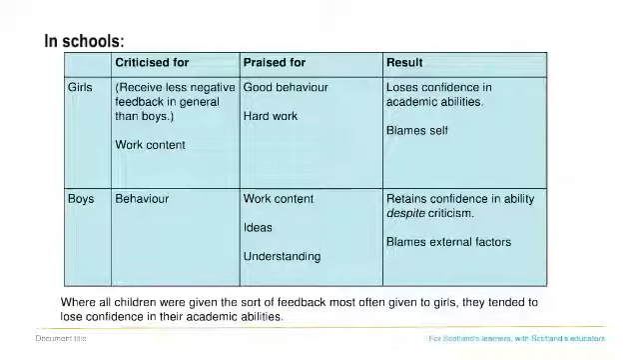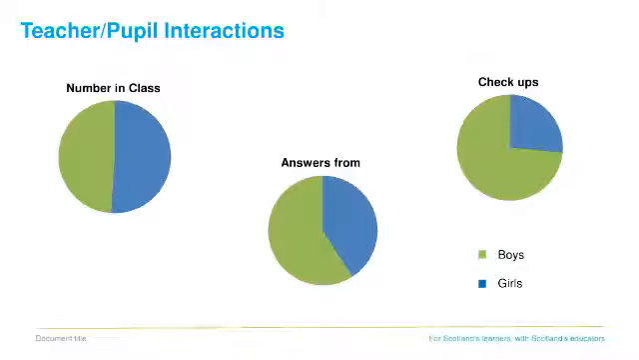This is likely due to the fact that it is more likely that they will then assume they have an innate lack of ability. On the other hand, boys are more likely than girls to be criticised for their behaviour, but then as a result of this, perhaps looking to offer some positive reinforcement, they are more likely to be praised for their work content, ideas, and understanding. This then results in increased confidence in their own academic abilities despite criticism, and if they felt they didn't perform well, they were more likely to blame external factors. Finally, the research showed that when the type of feedback normally given to girls is given to all pupils, boys also lose confidence in their abilities.